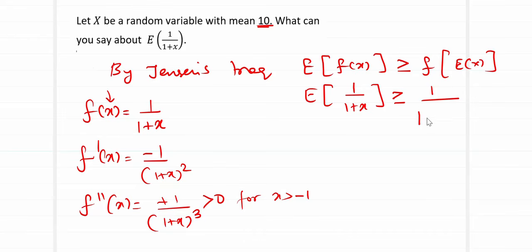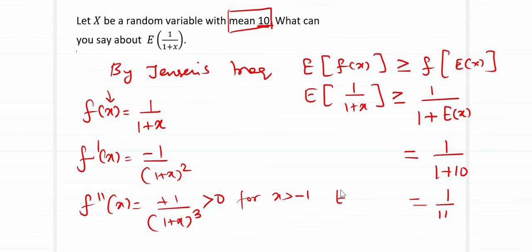So 1 divided by 1 plus, x is replaced with E of x. But something is given about this E of x: we have been told that the mean value is 10. So this takes the value 1 divided by 1 plus 10, which makes it 1 by 11. So the value which 1 divided by 1 plus x can take will always be greater than or equal to 1 by 11. So that's how we can say the value taken by E of 1 by 1 plus x.